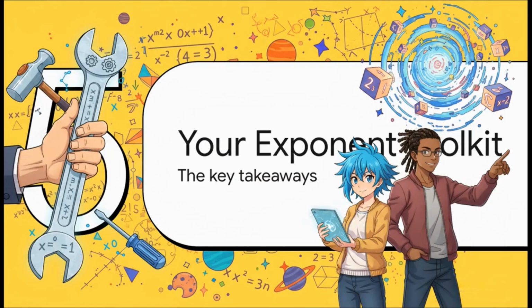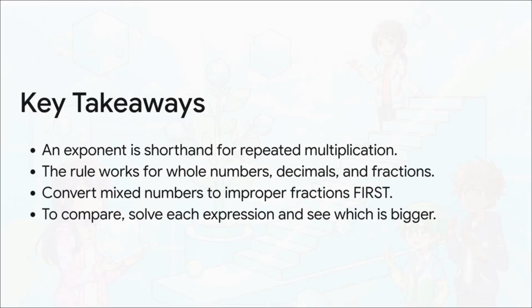So before we go, let's put together a simple toolkit, just the essential rules you need to remember. Here it is, your entire exponent toolkit. Number 1, an exponent is just a shortcut for multiplication. Number 2, the rule is the same no matter what kind of number you're working with. Number 3, if you see a mixed number, always convert it first. And finally, if you need to compare 2 expressions, just solve them both and see which is bigger. That's really all there is to it.